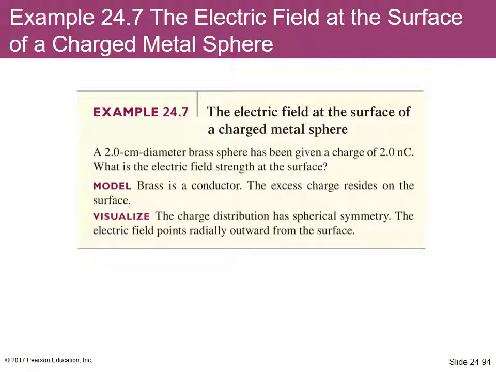A 2 centimeter diameter brass sphere has been given a charge of 2 nanocoulombs. What is the electric field strength at the surface? Brass is a conductor. The excess charge resides on the surface. The charge distribution has spherical symmetry. The electric field points radially outward from the surface.